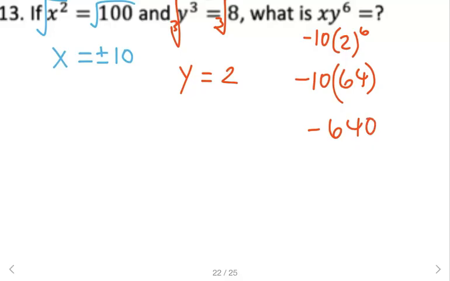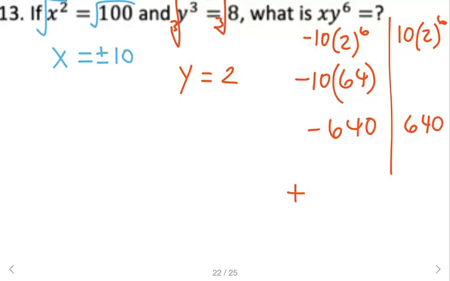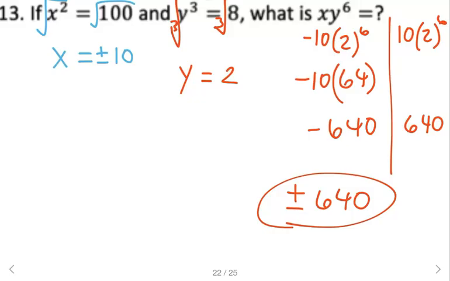Another possibility is that x could be positive 10. And so then we'd have 10 times 2 to the 6th. And so that would be positive 640. So positive or negative 640 would include both of our answers there.